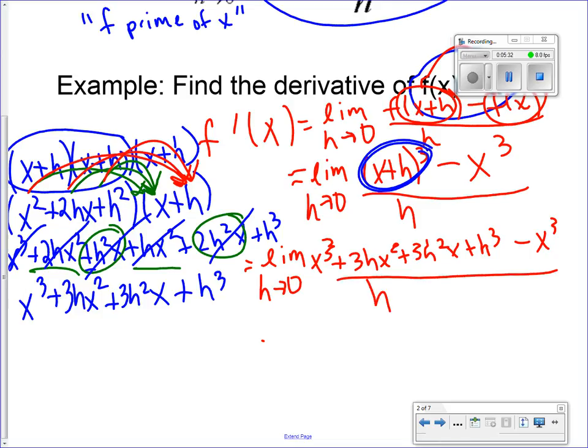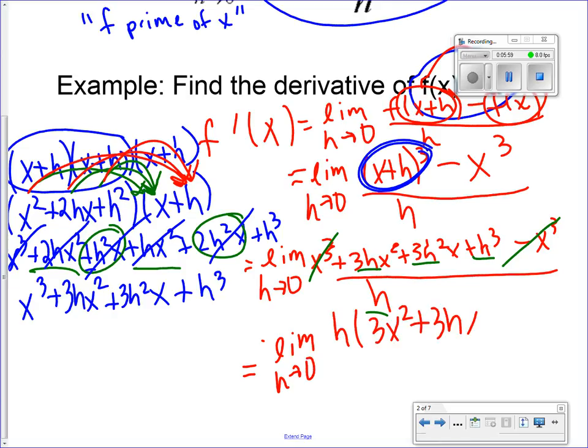And just like we've been practicing with our limits, if we were to substitute 0 in right now, we'd get 0 over 0, the indeterminate form. But notice I can apply some algebra skills. First of all, in the numerator, x cubed minus x cubed cancels out. And with the terms that are remaining, notice how every single term has an h, so that is a GCF that you now want to factor out. So I factored h out of every single term, and I can divide h by h as 1.